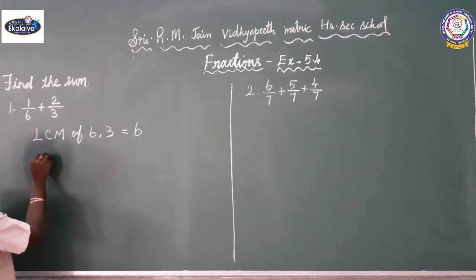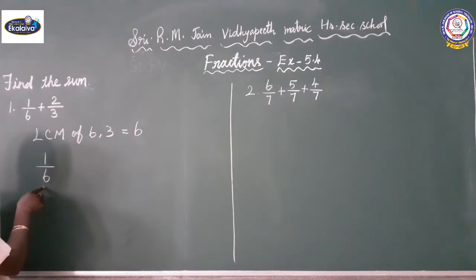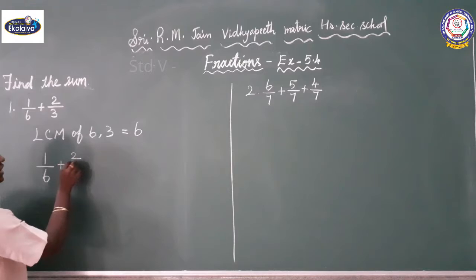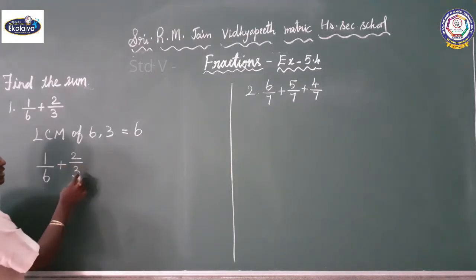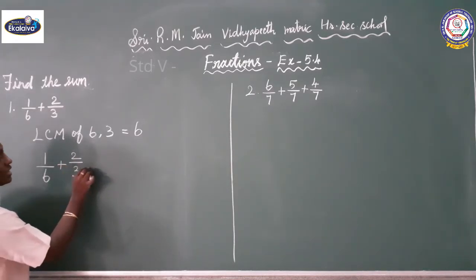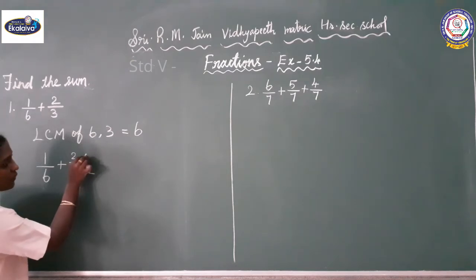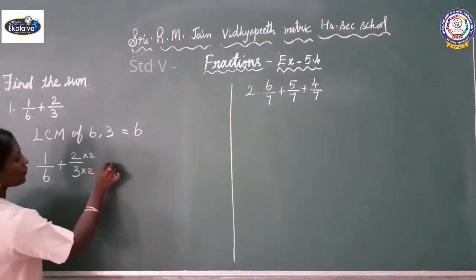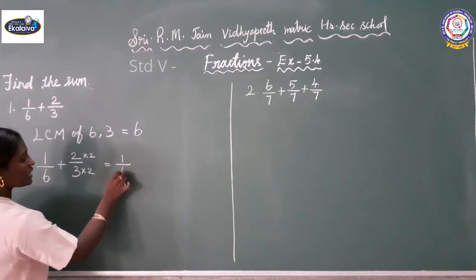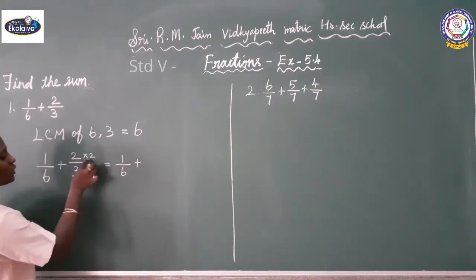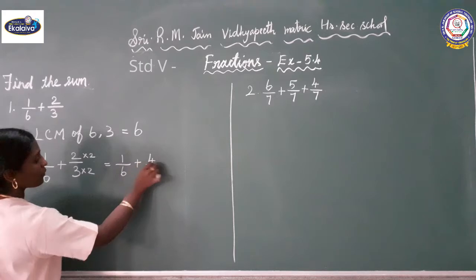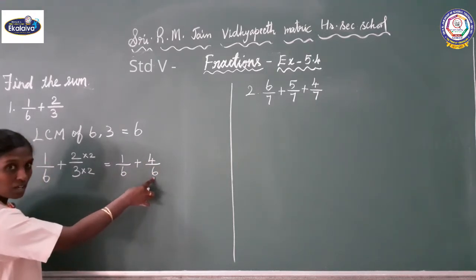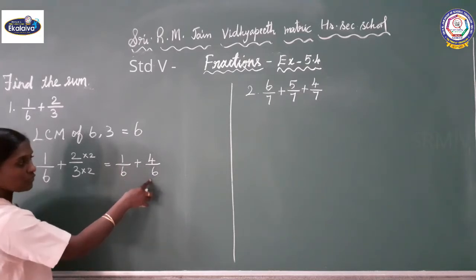Here no need to change the first fraction. Already the denominator is 6. Now we are going to change the second fraction 2 by 3. In 3 table when you will get 6, 3 2s are 6. So we have to multiply the numerator by the same number 2. Now we will get the first fraction as it is, plus 2 2s are 4 by, in the denominator, 3 2s are 6. Now we got like fractions 1 by 6 and 4 by 6.